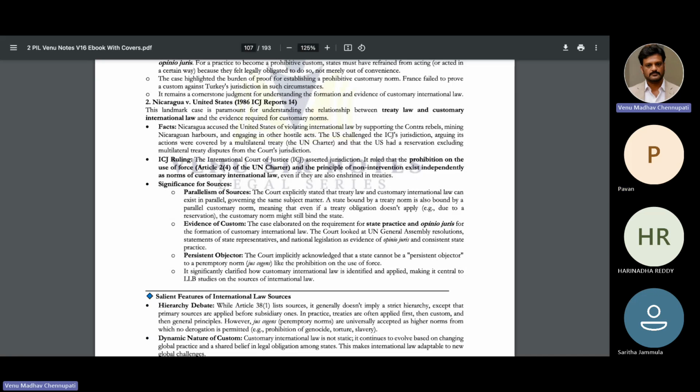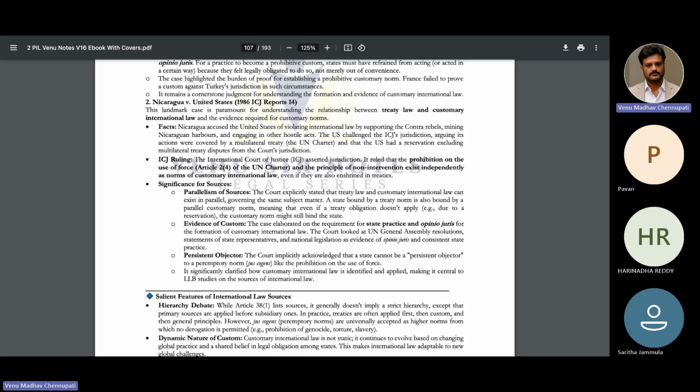And they are saying that those people have rights, they have humanity, that's why we are doing this, said the US. And the US had a reservation excluding multilateral treaty disputes from the court's jurisdiction. So they said that since it is in the UN Charter, it is not within the court's jurisdiction. So the ICJ said, yeah, you might have smart lawyers, but they asserted jurisdiction. It ruled that the prohibition on use of force and the principle of non-intervention exist independently as norms of customary international law.